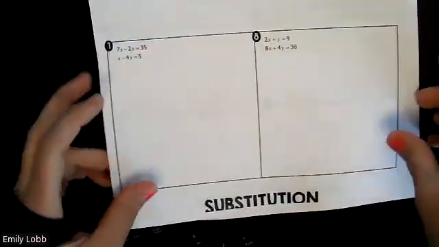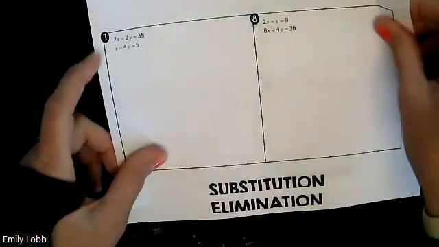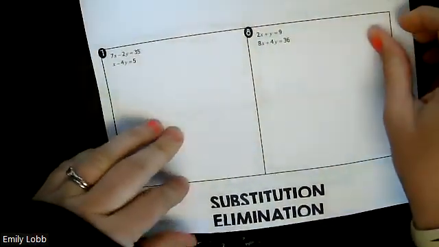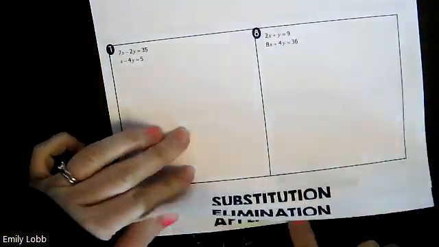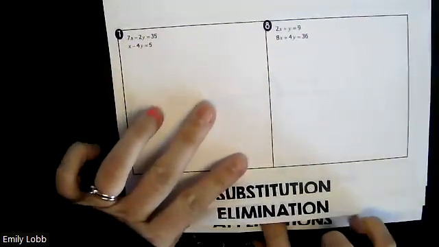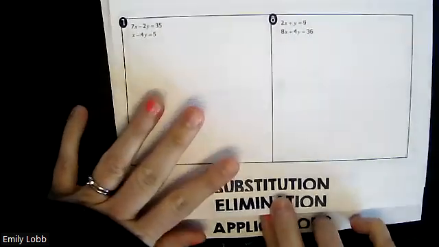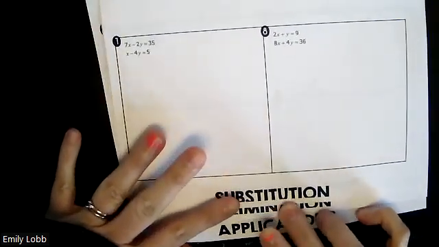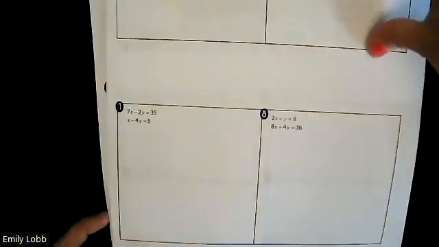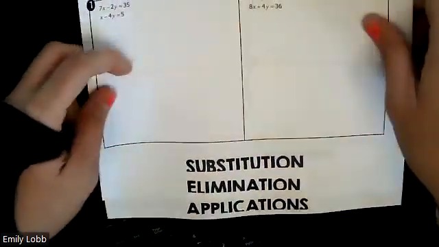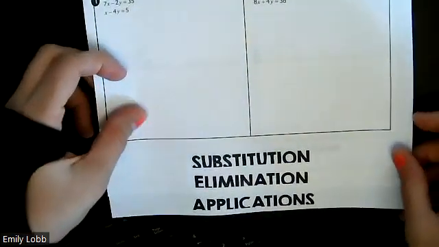So in the order it was given to you, with substitution on top, slide it up a little bit so that you can see elimination. And then if you flip to the back and just slide them both upwards, or the applications one down, you should now have 3 words. Line them up so that the sides are similar.